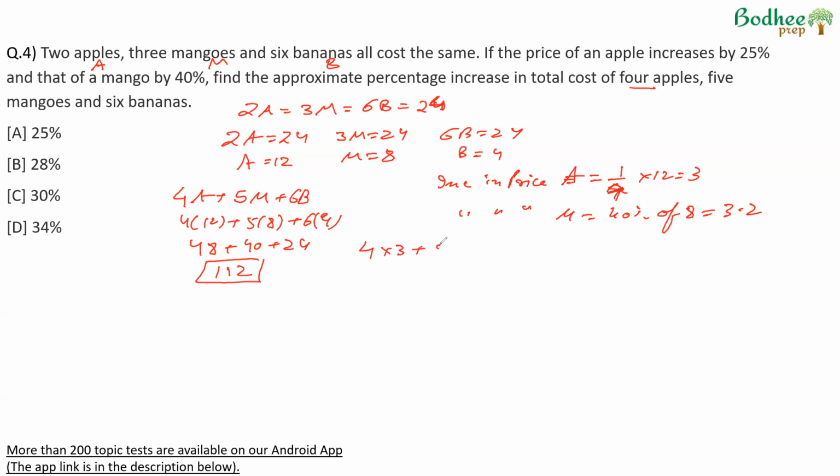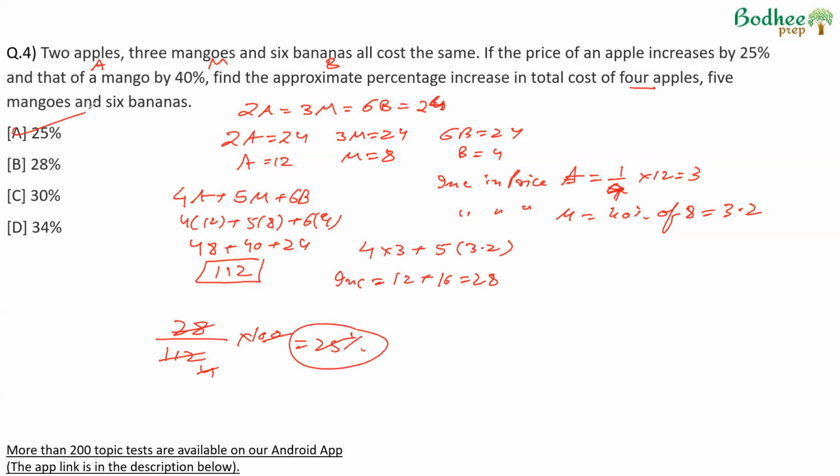Because of 5 mangoes, the price will increase by 5 into 3.2, because for each mango, the price is increasing by 3.2. So the total increase in price will be 12 plus 16, which is 28. The percentage increase in price will be the increase of 28 on a base of 112 into 100. 28 fours are 112, and therefore 25 fours are 100. Therefore, overall increase is 25%.